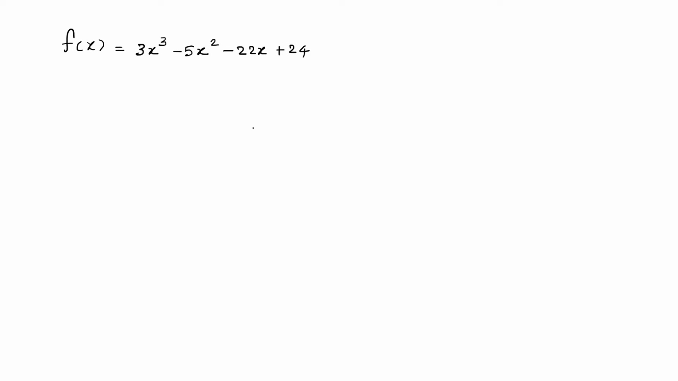So to solve this type of cubic equation, we need to use the rational zero theorem. Here we need to guess one root by trial and error method. For that, we can use some rational numbers, which we get by dividing p by q, where p is the last constant number and q is the coefficient of x cube.